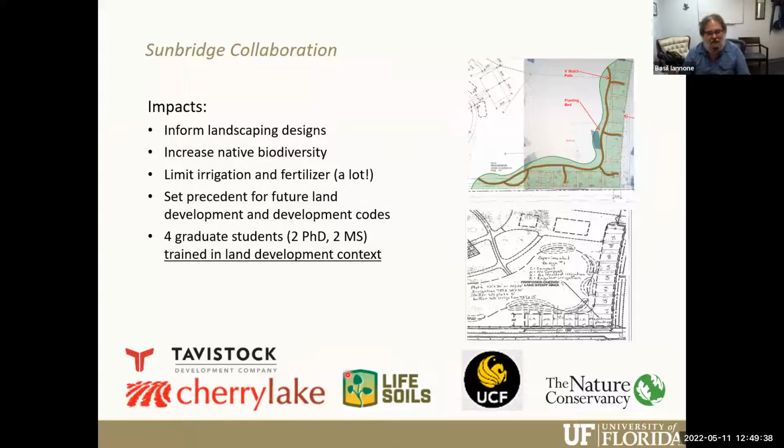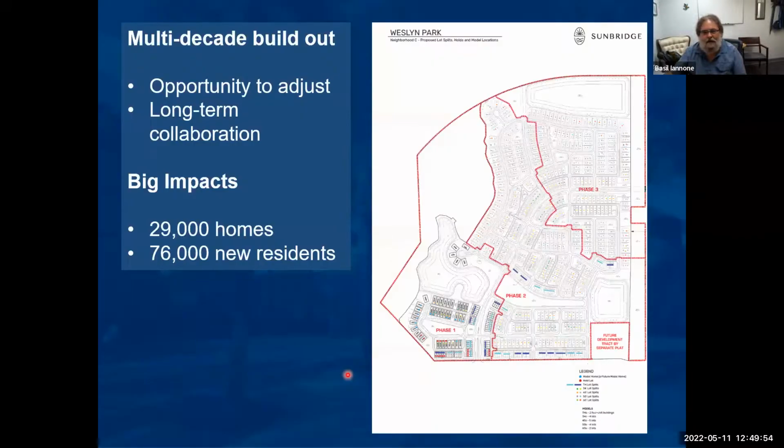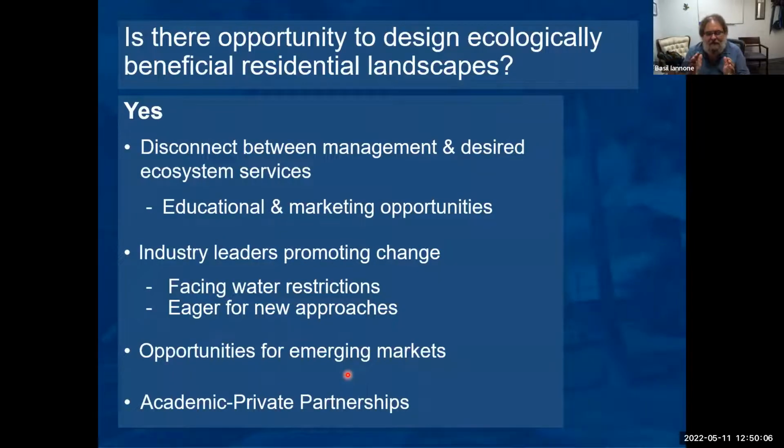Again, we think this is an opportunity in future landscaping design: increase native biodiversity, limit irrigation and fertilizer by a lot, set a precedent for future development, and train future people to work with industry on sustainable land development. Again, this is a multi-decadal build out, so there's an opportunity to collaborate going forward. From the lessons we learned this first round, we can always do better the next round. And so, I'm going to wrap it up with that.